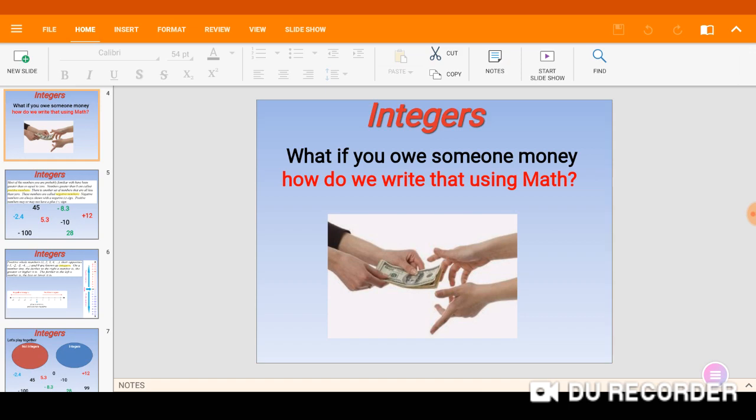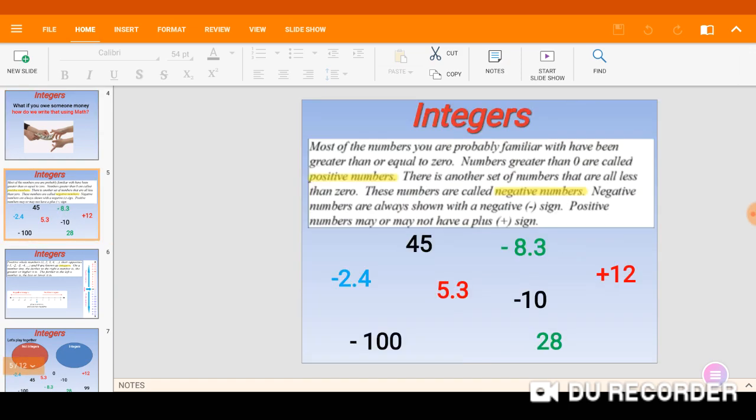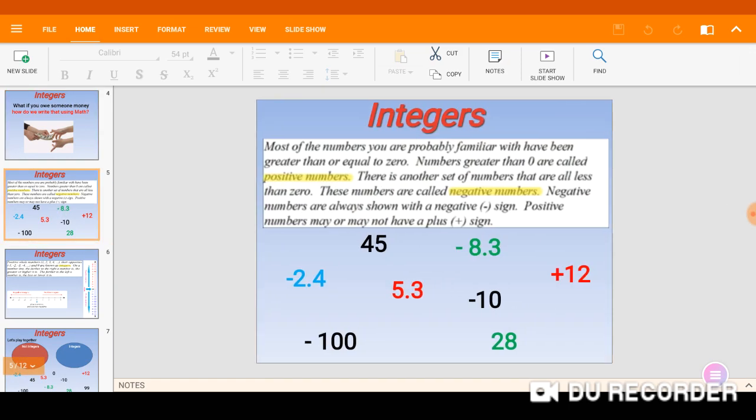So, as I told you, we want to connect between our real life and math. How can we describe these situations with math? We will use integers. Most of the numbers you are probably familiar with are greater than or equal to 0, the counting numbers: 0, 1, 2, 3, 4, okay?